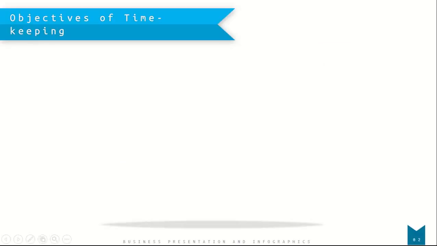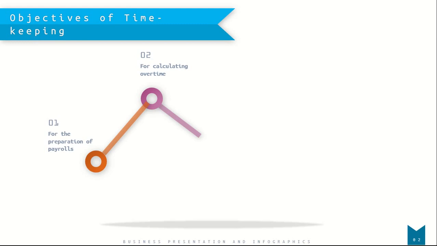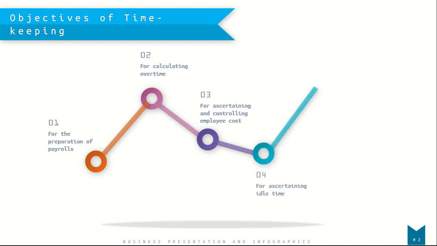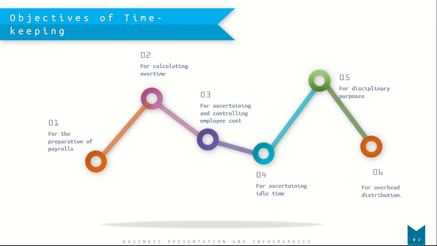The objectives of timekeeping are as follows. 1. For the preparation of payrolls. 2. For calculating overtime. 3. For ascertaining and controlling employee cost. 4. For ascertaining idle time. 5. For disciplinary purposes. 6. For overhead distribution.